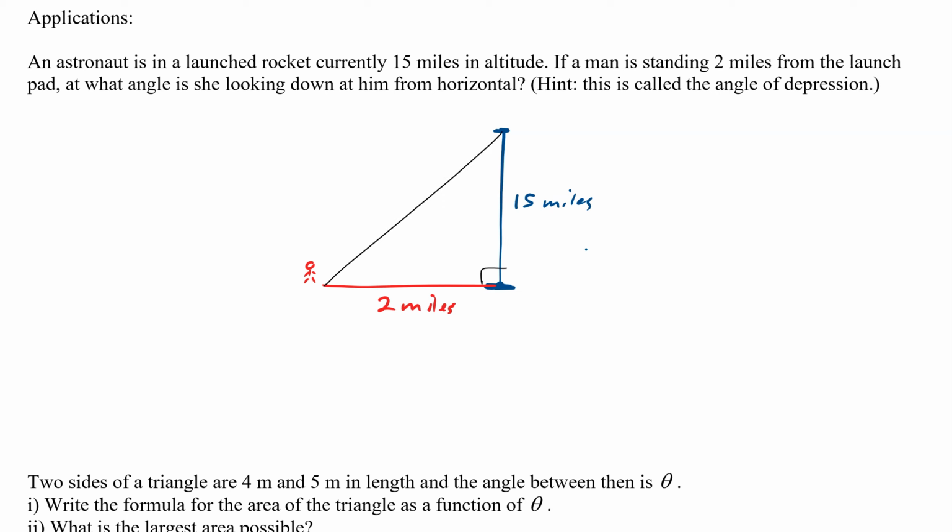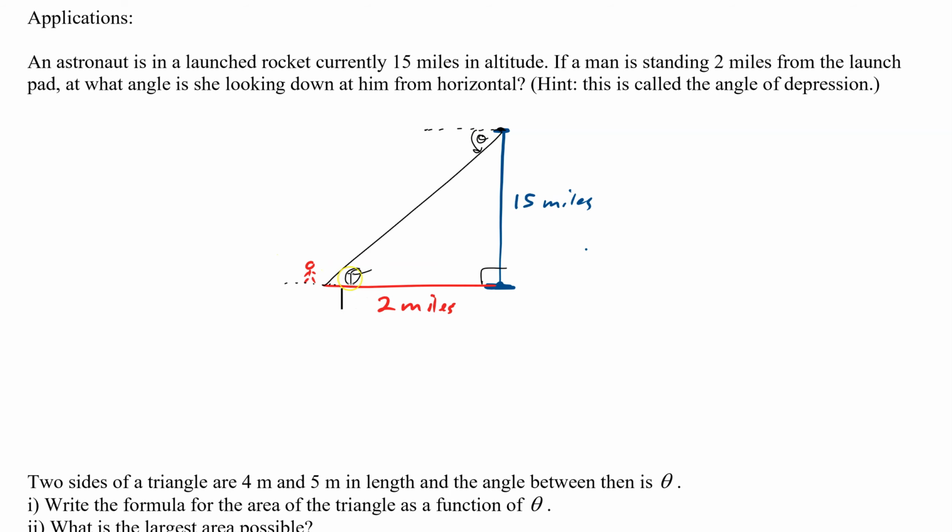And so the question's asking, at what angle is she looking down at him from the horizontal? So we're assuming this is the astronaut. She's up here in her rocket, and we have some horizontal, and she's looking down at him. So that's our theta that we're looking for. And if you remember, alternate interior angles are the same. So if this angle is theta, then that angle is also theta.